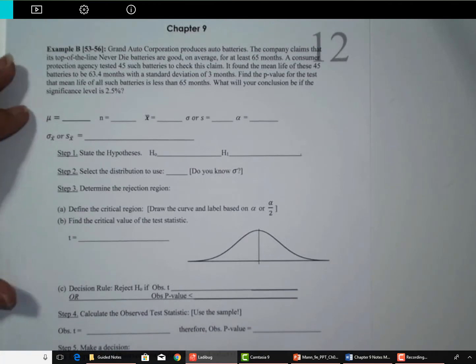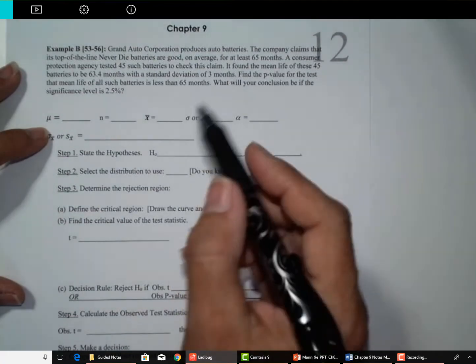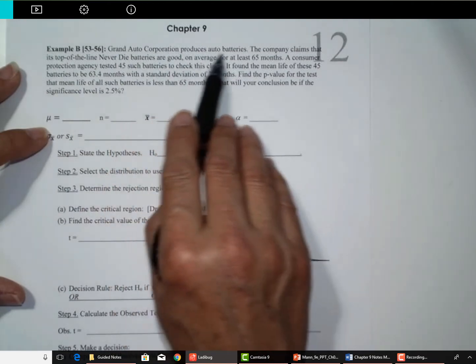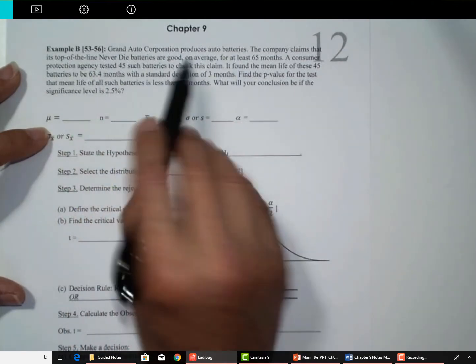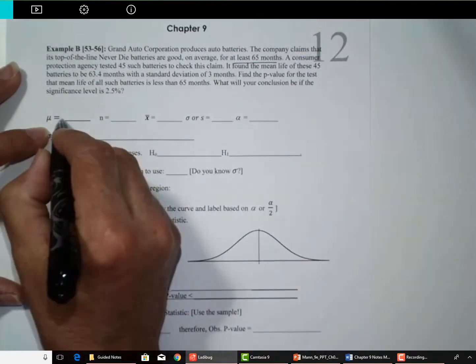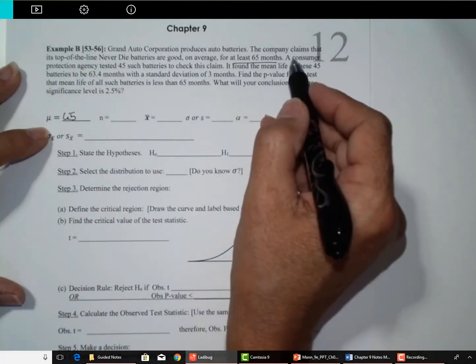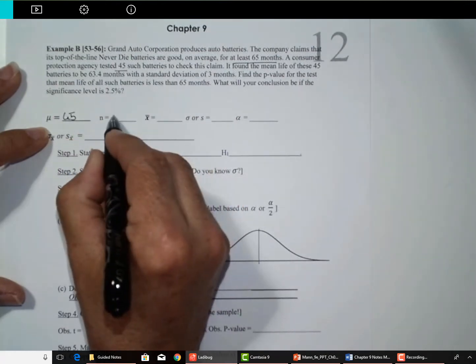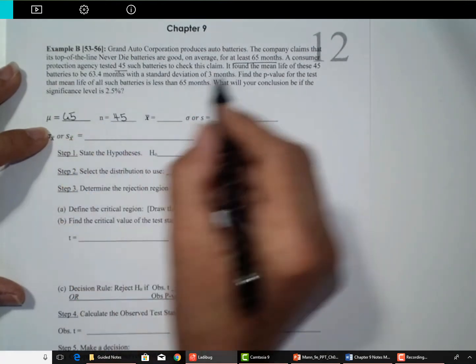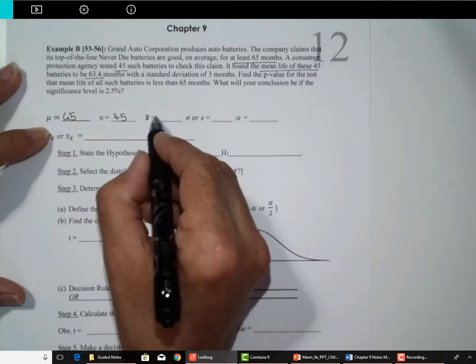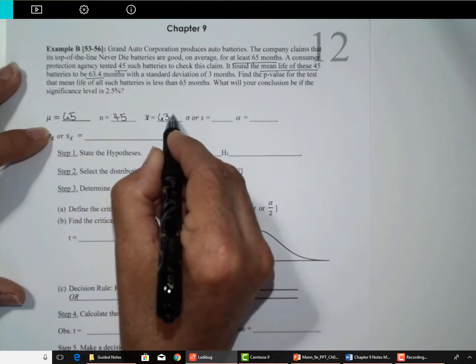So let's take our note pages on page 12, and let's see if we can find the 5 items that we know have to exist in every problem. We're looking for the old mean. That's going to be the claim that Grand Auto Corporation makes. They claim that their batteries are good for at least 65 months. So that 65 months would be their mean. The consumer agency tested 45 of them. That's our sample size. And it found the mean life of the sample was 63.4. So that's our X bar, our sample mean.